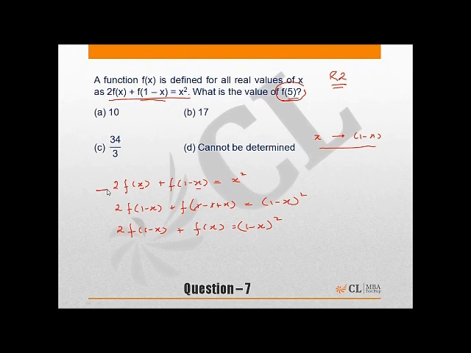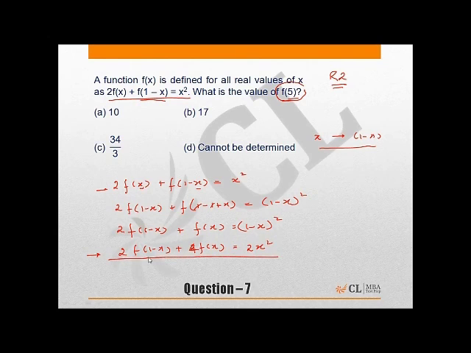And what was our original equation? This was the one: 2f(x) + f(1 - x) = x². Now from these two equations I can eliminate f(1 - x). So if I multiply the second equation with 2, the first term becomes 2 into 2, 4f(x), and this becomes 2x².